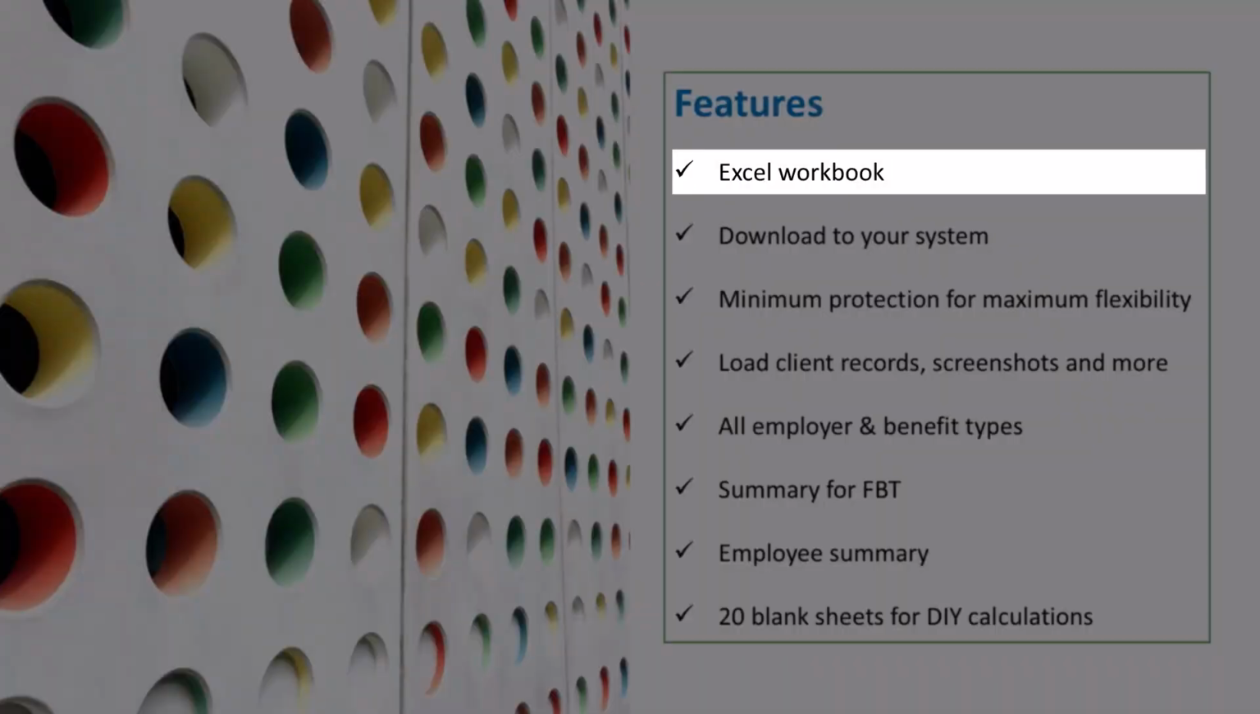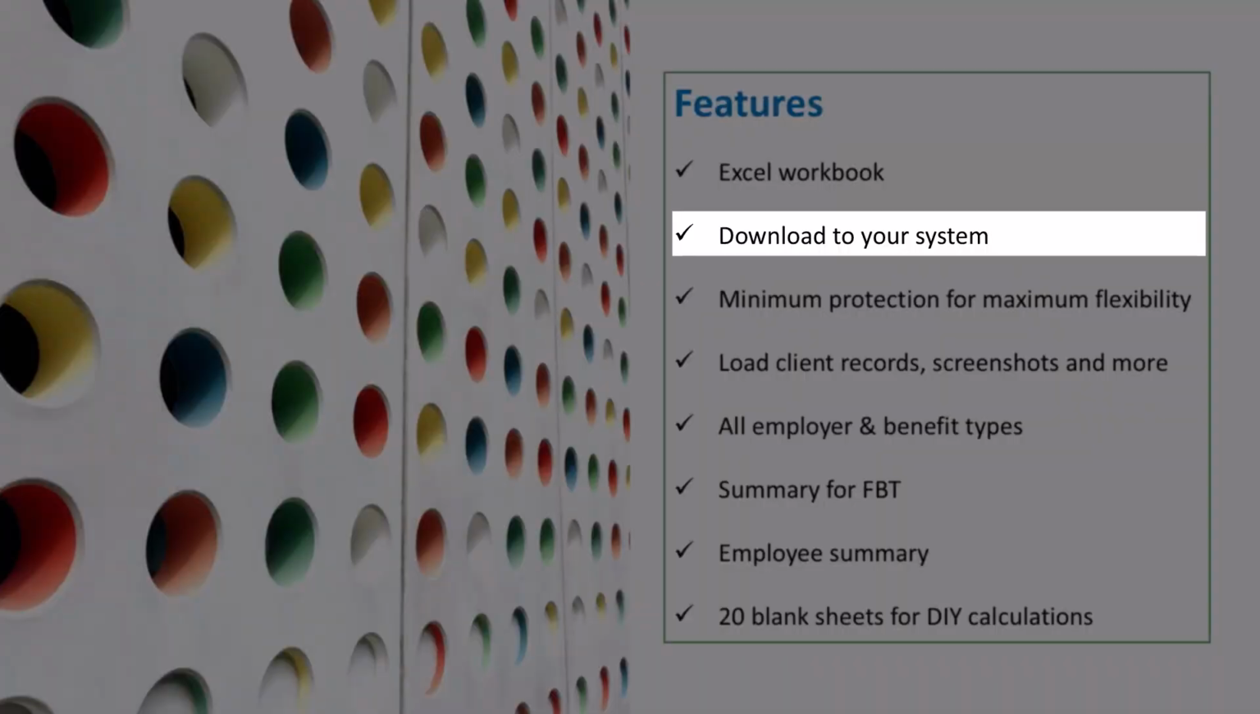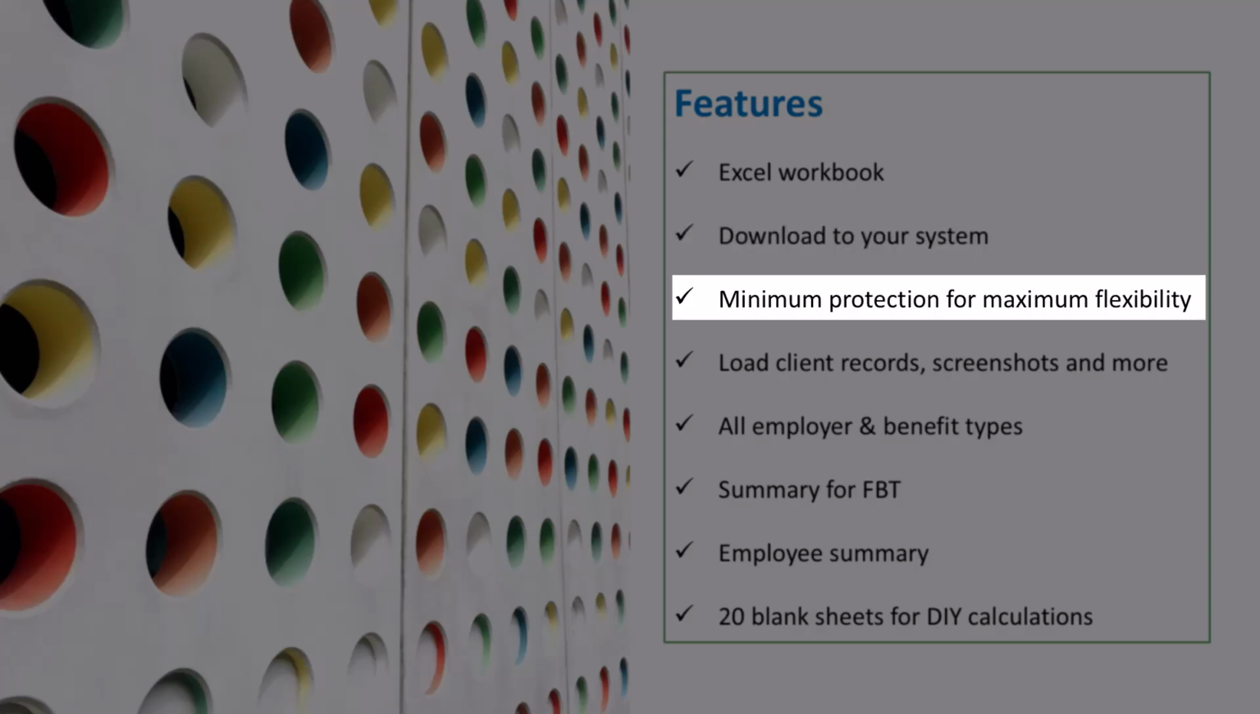Our FBT calculator is an Excel workbook which you download from our site and save to your document management system with other client records for easy retrieval. We call our workpapers job papers because they're an all-in-one working paper solution to completing a particular job. The only protected areas in job papers are our formulas and written content. All other areas can be used for whatever purpose, giving you maximum flexibility.